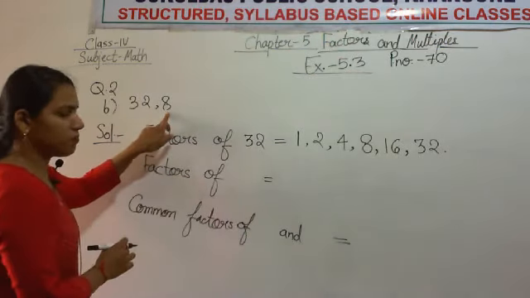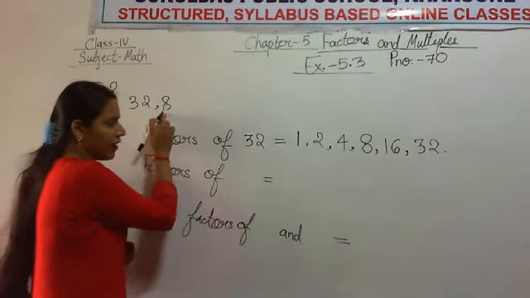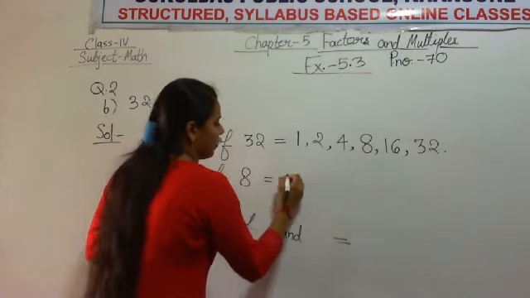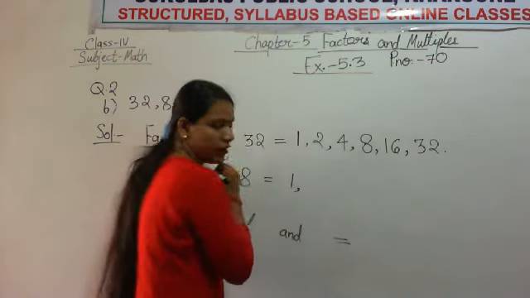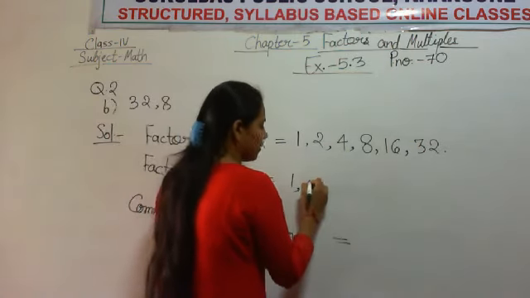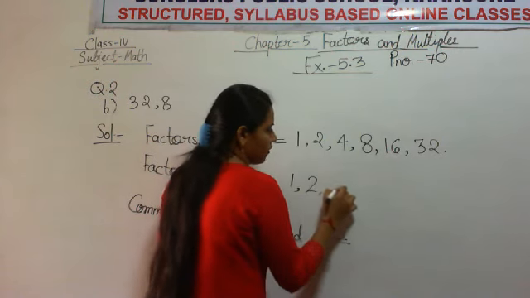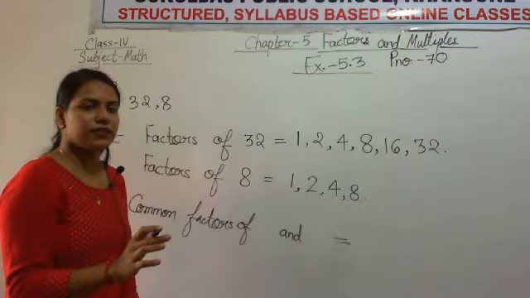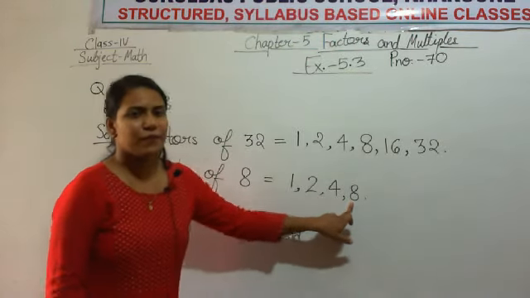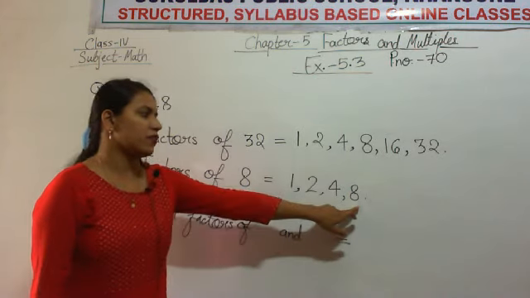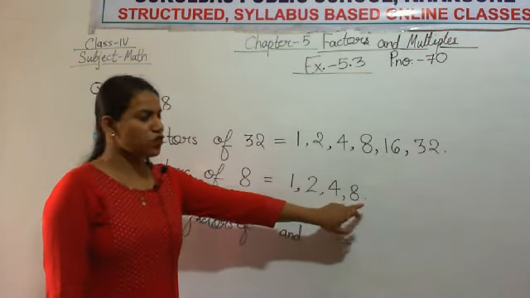And our next number is 8. So now we will write the factors of 8. Okay? 1 is a factor of every number, so write directly 1. Then 2, then 4, then 8 itself. The last factor of any number is that number itself. So we reached 8, so stop here.